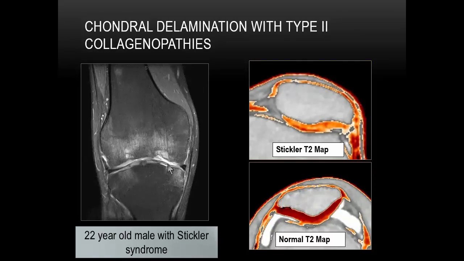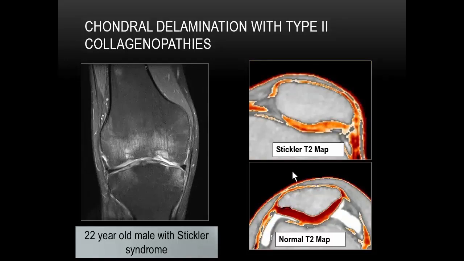This is the proton density weighted sequence. You can see there are multiple areas of chondral delamination, significant cartilage loss, and a dysmorphic contour of the femur and tibia due to abnormalities within endochondral ossification. These patients also have hearing problems, again because of the endochondral ossification of the ossicles in the ear, and vision problems because the vitreous humor is the other place where we see type 2 collagen expressed.